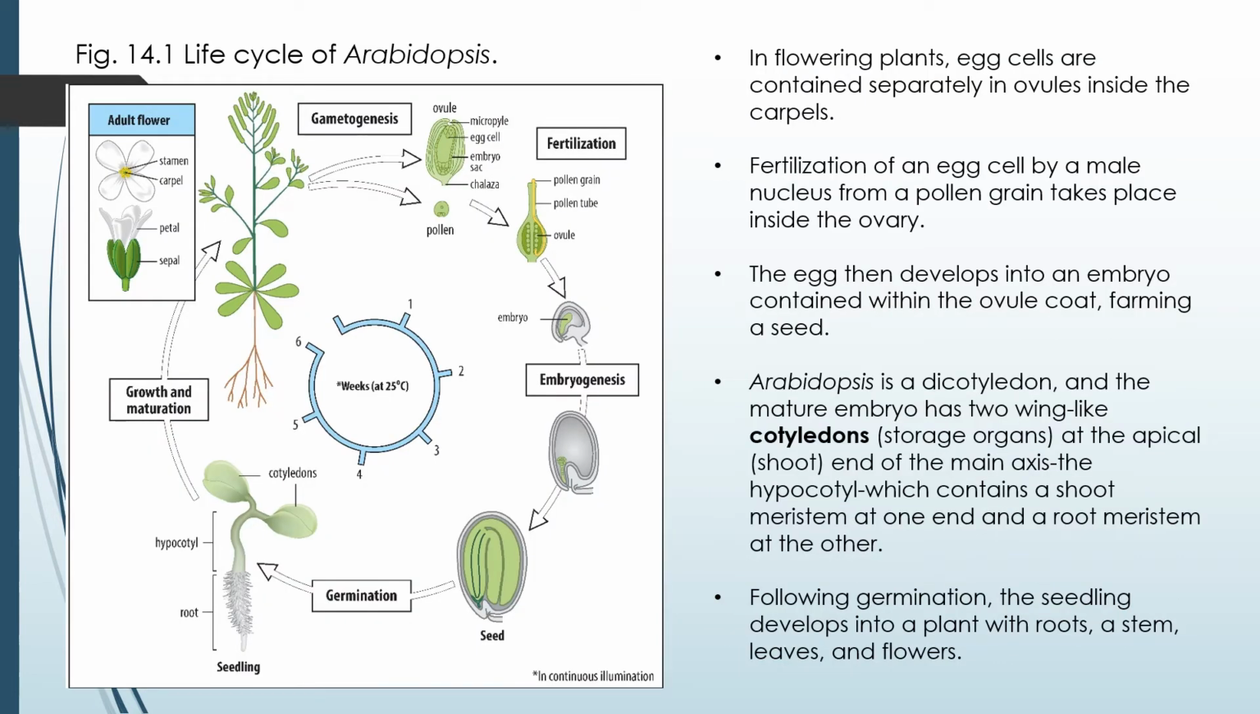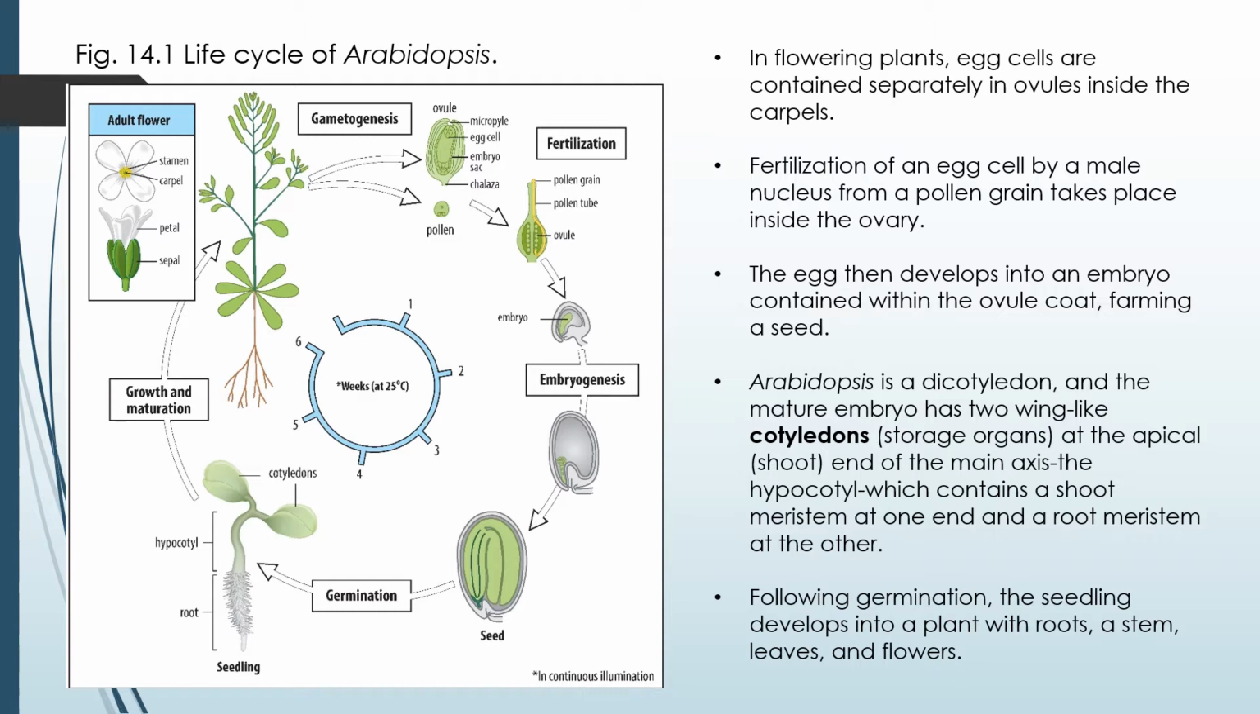So, for the life cycle of the Arabidopsis, this image would actually show you how the life cycle looks like. So, in the flowering plants, egg cells are contained separately in ovules inside the carpels. So, makikita nyo, if you do the simulation for the flowering or for the fertilization part of the plant development, malalaman nyo kung paano nangyayari yung fertilization. Okay? So, fertilization of an egg cell by the male nucleus from a pollen grain takes place inside the ovary. And then the egg develops into an embryo contained within the ovule coat, forming a seed.